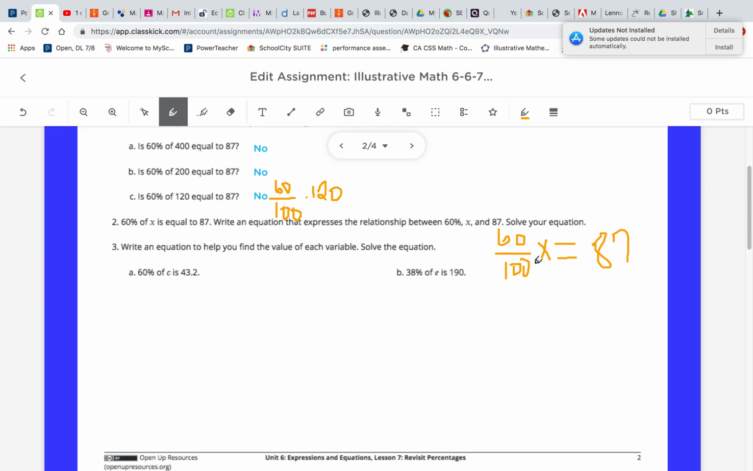So if this is 60 over 100 times x, the opposite of times would be divide. So we're going to divide by 60 over 100 here, and that's just going to leave us with x. So I'm not going to draw that part out. It's just going to be x. But over here, it means we're going to divide by 60 over 100. And again, this is the part that's going to maybe still look a little bit strange to you. So we'll write it a different way in a moment, but I want you to see this does mean divide: 87 divided by 60 over 100.